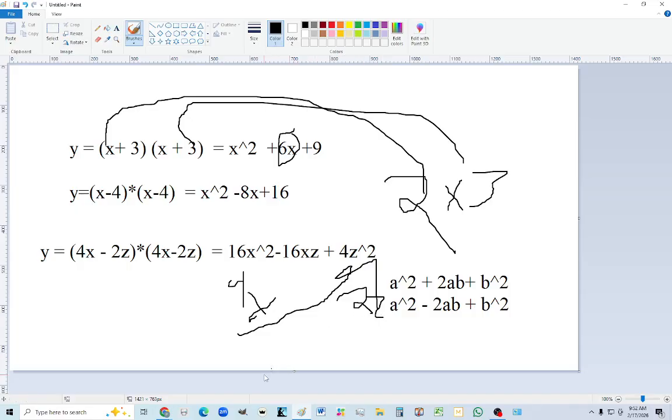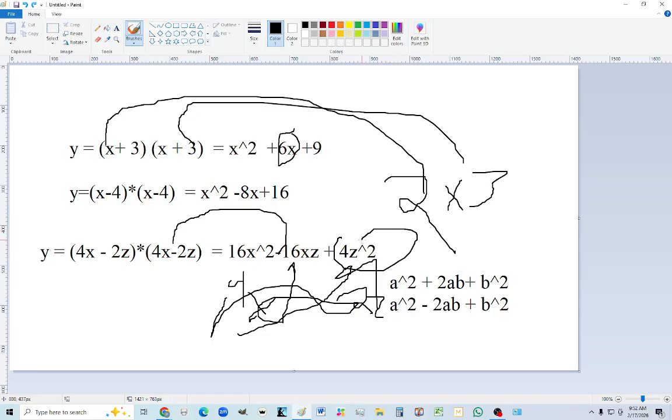And then I can say, well, what's 2 times this 4? It's 8. Times this 2, it's 16xz. Is that 16 in there? Yes, it is. It's negative, though. So that tells me that this term minus this term. So I can work backwards too, if I can spot the pattern.